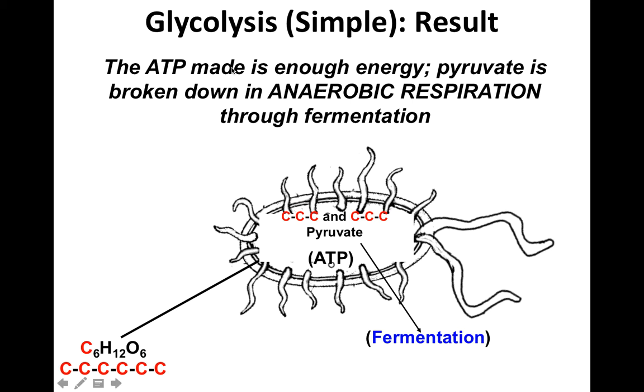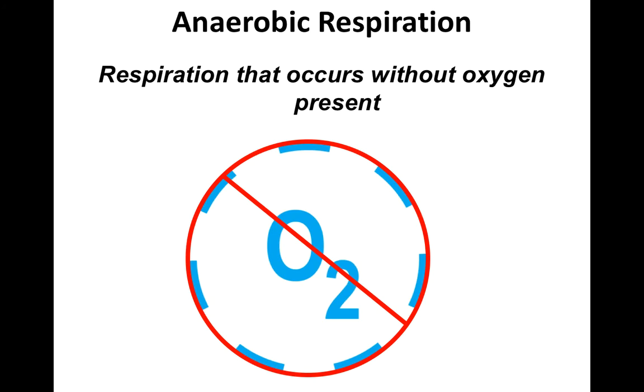All right. So ATP made is enough energy, pyruvate is broken down, and fermentation. Okay, and that process is anaerobic respiration. Now, glycolysis is anaerobic. So what does anaerobic mean? Basically, it occurs without oxygen present. So what that basically means is that you don't need to have oxygen around for this process to take place. And you're going to see why when we talk about aerobic respiration tomorrow, you're going to see that that is a big key player in that process. Okay, so anaerobic, don't need it. All right, not important.